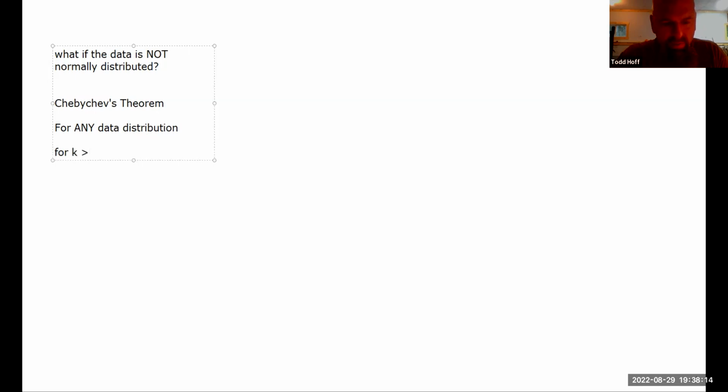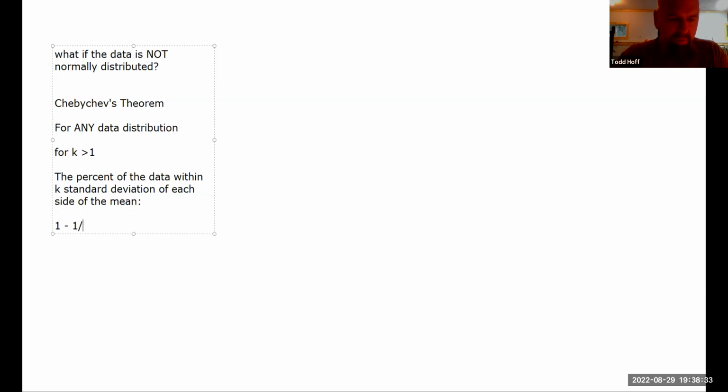Well, the empirical rule doesn't apply anymore. So we have to use something called Chebyshev's theorem. Chebyshev's theorem says for any data distribution, for k greater than 1, the percent of the data within k standard deviations of each side of the mean is 1 minus 1 over k squared.